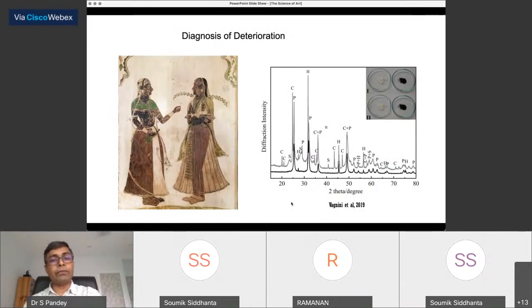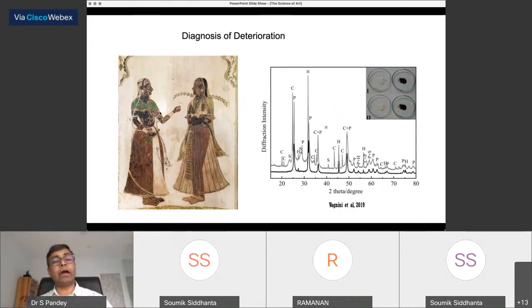The second aspect of conservation science is understanding the deterioration problem. And deterioration can happen to any material. It can happen differently in every condition. The same material can behave differently. Now, this is a painting from Nagaur Fort in Rajasthan. And you can see that the faces here, these are wall paintings, faces and the body parts have turned black. Now, it is very well known that lead white turns black.